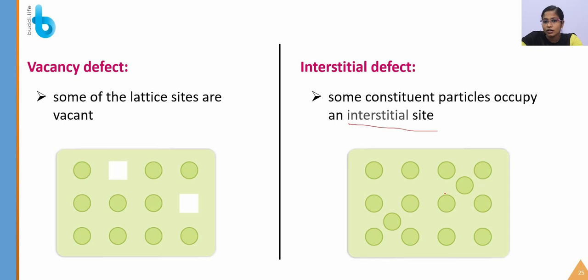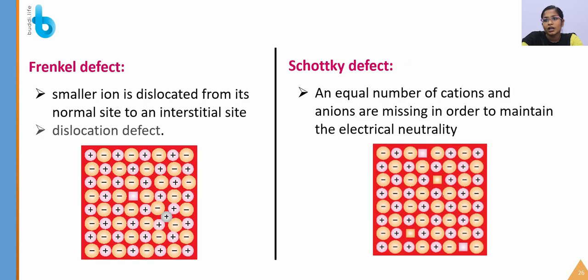The density of the substance is going to be increased. Okay. And next one is the Frenkel defect. In this case, a smaller ion is dislocated from its normal site to an interstitial site. So you can observe here the atom is dislocated from this position and is going to occupy a new position. So there is not going to be any change in the density of the substance because there is no vacancy in this system.